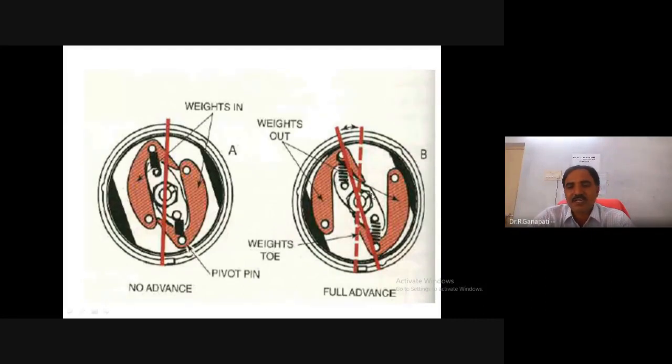The cross piece also changes its position, and the cross piece is connected with the cam, and the cam changes its position due to the rotation of the flyweights, and it changes the ignition advancing. Okay.